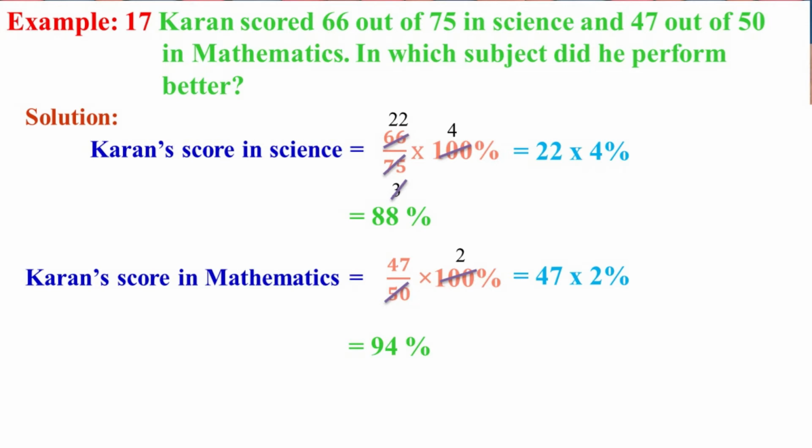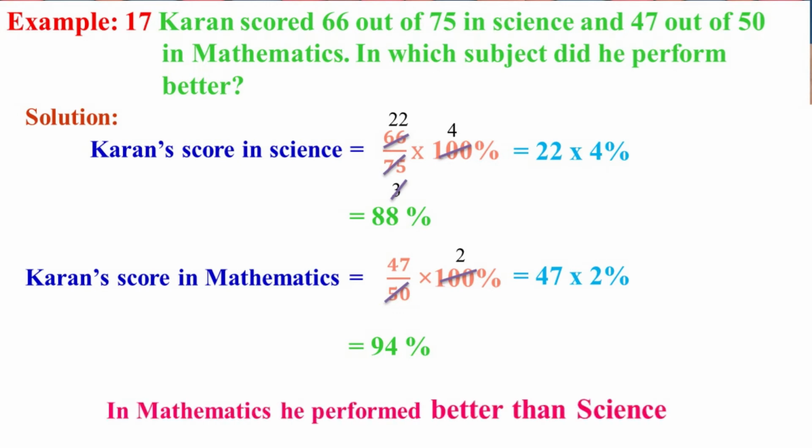Now we can compare. Percentage in science is 88% and in maths is 94%. Therefore, he secured more marks in mathematics. In mathematics, he performed better than in science.